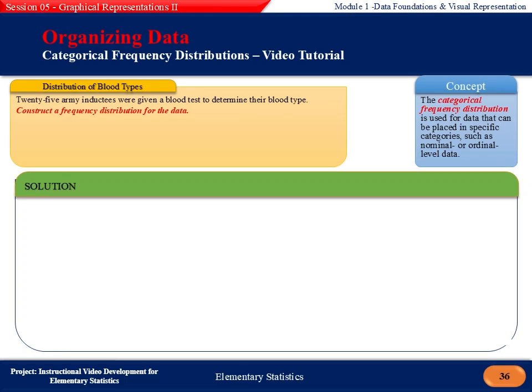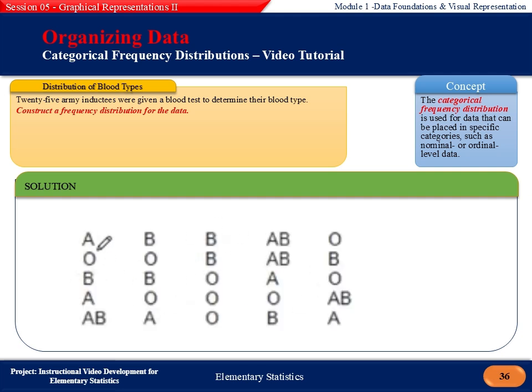When the data is collected randomly, they look like this, right? Look at this. These are the 25 army inductees who were given a blood test to determine their blood type. So the first person got blood type A, the second has blood type B, and then B, the third has A, B, and O, and so on.